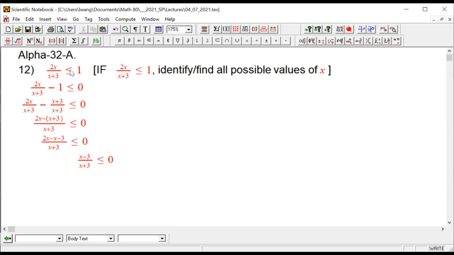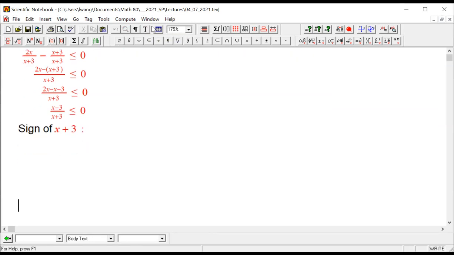I just like to line up those inequalities when I have time. Are you with me, everybody? Okay. And then we do the sign. The sign of x plus 3. How does x plus 3 change sign? It changes sign at where? At -3, right?